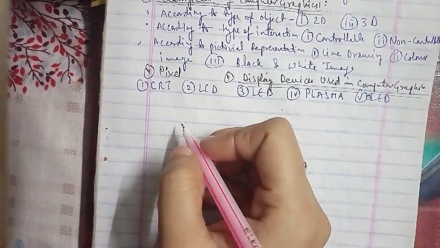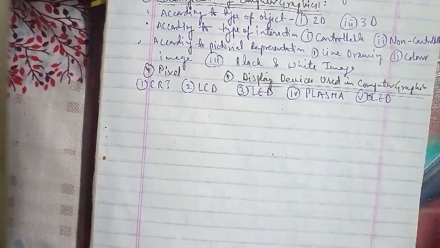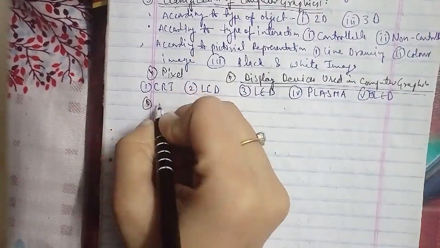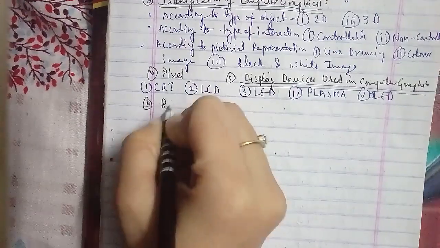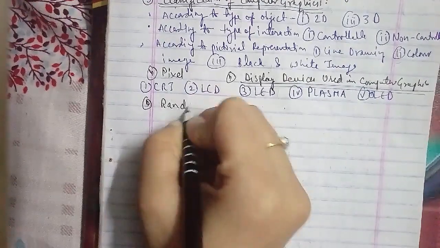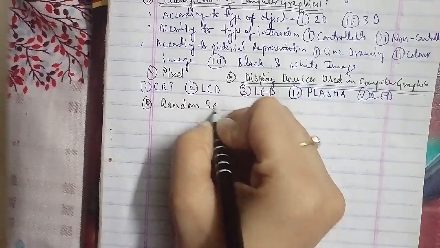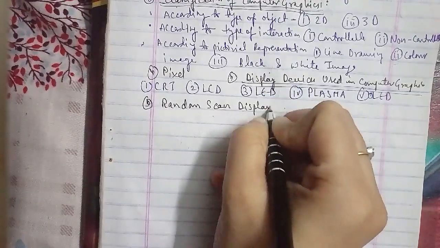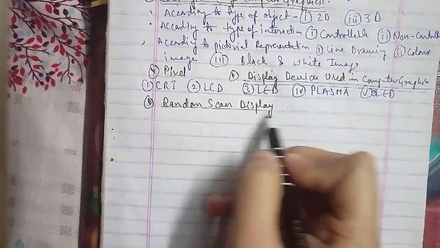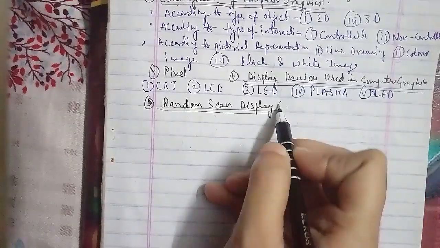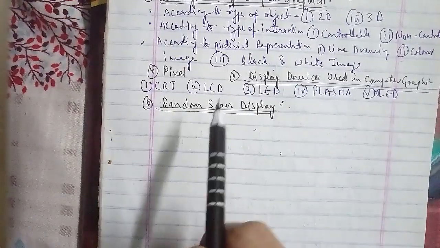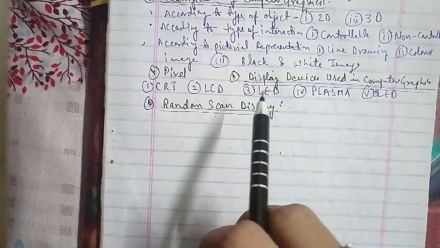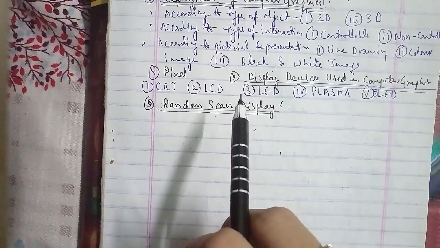The other question is, what is the raster scan display? The raster scan display is the most common method of displaying an image on the CRT screen. In this, the horizontal and the vertical deflection signals are generated to move the beam all over the screen in a pattern.